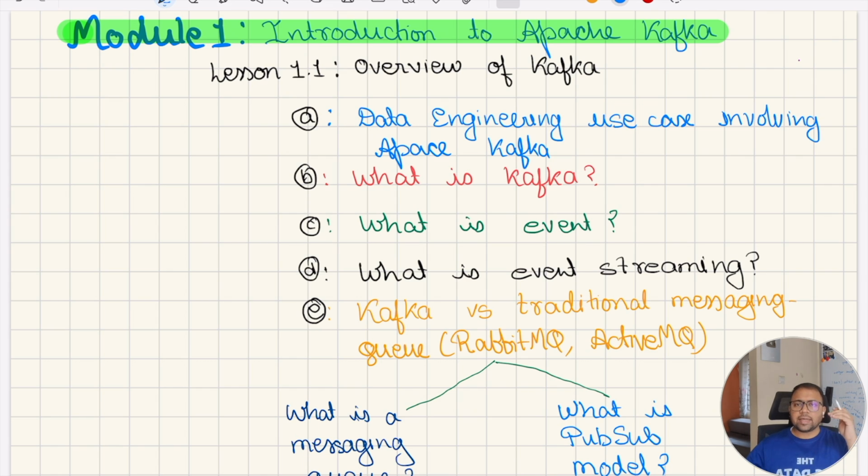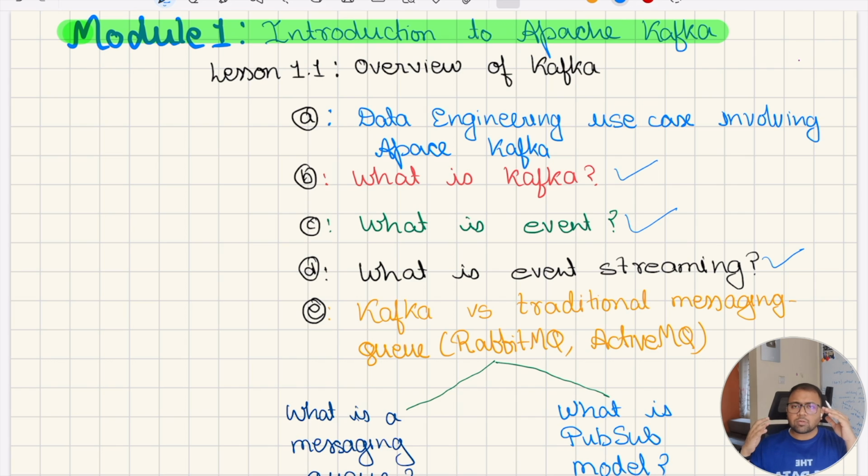Here, firstly, I will make you understand a real use case in the data engineering domain where Kafka is involved. I will demonstrate one real use case. Okay, we will try to understand the use case. After that, we will try to understand what Kafka is. Cool? And once we have some introduction to Apache Kafka, we will try to understand what an event is and what an event streaming platform is. Okay, and all these things are correlated.